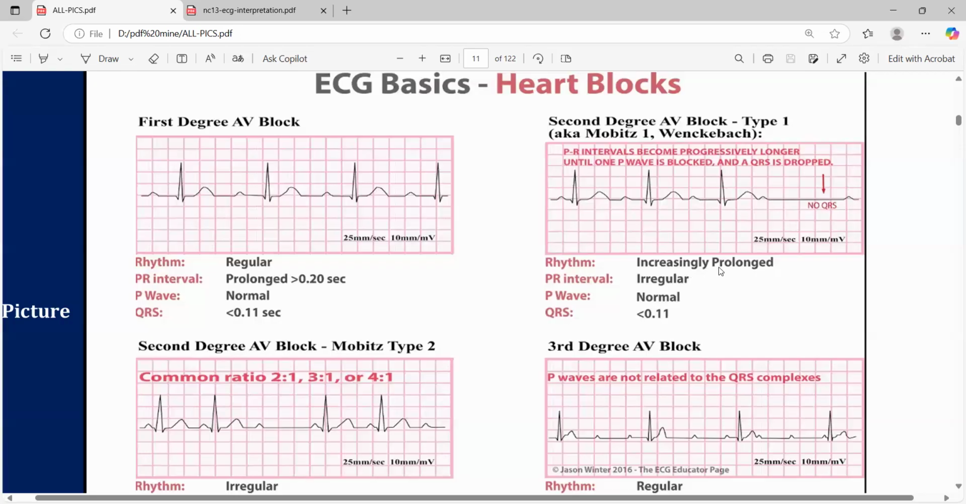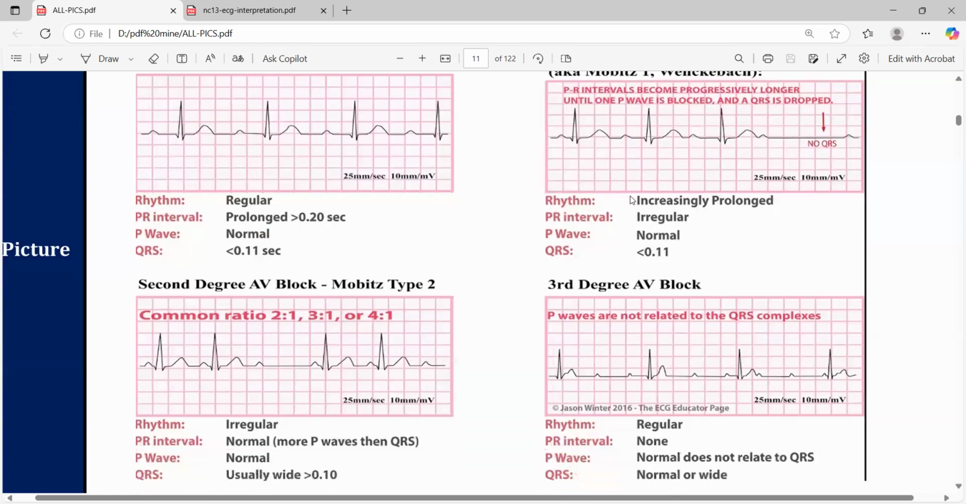Then there is an increasing prolongation of the rhythm. So you can see after P, there is a little bit of prolongation. That's significantly very important. Okay. So between P and QRS, there's a little bit of prolongation. That's what we are talking about.